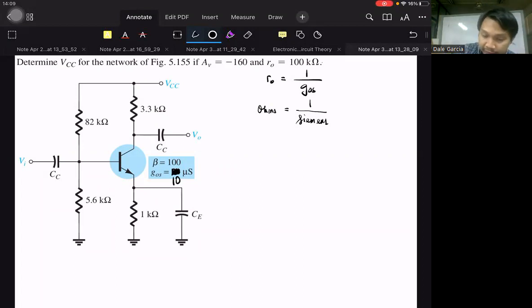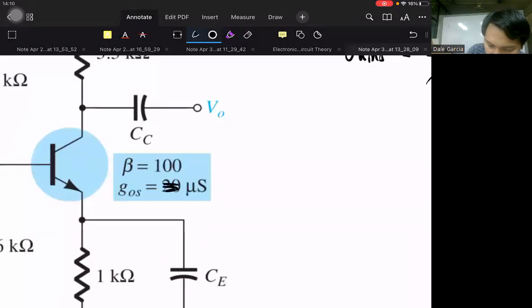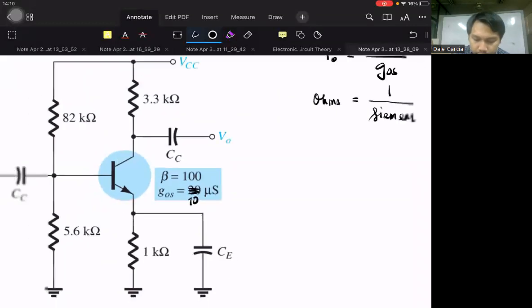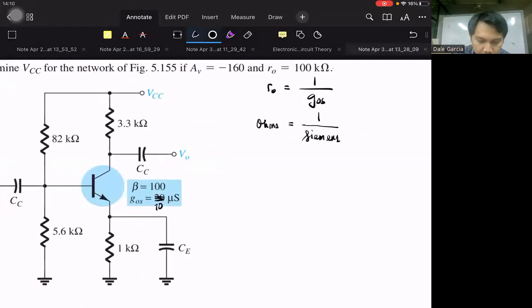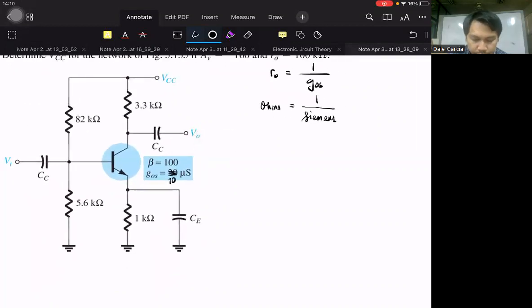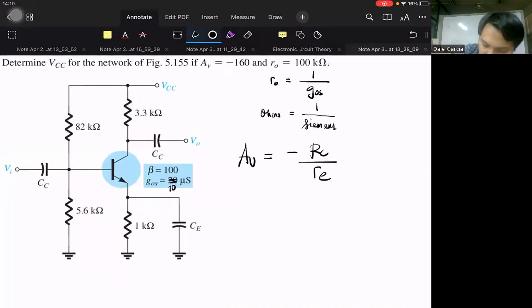So, sige lang, no? Punta na nato na diha. Okay, important na sila nga mga parameters. Okay, so what do we do? Given ang gain, given ang RO. So let's start with the formula of the gain. AV is equal to negative RC over RE. Ang voltage divider man eh. Gain is given, negative 160.